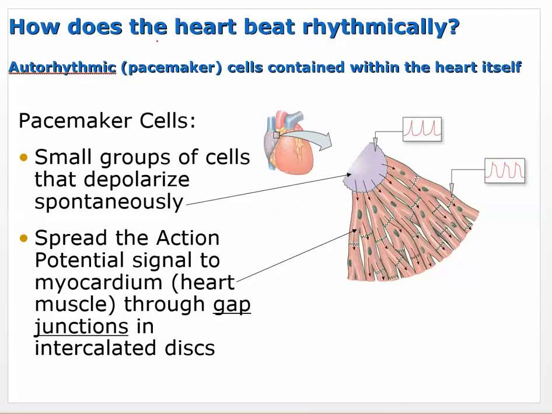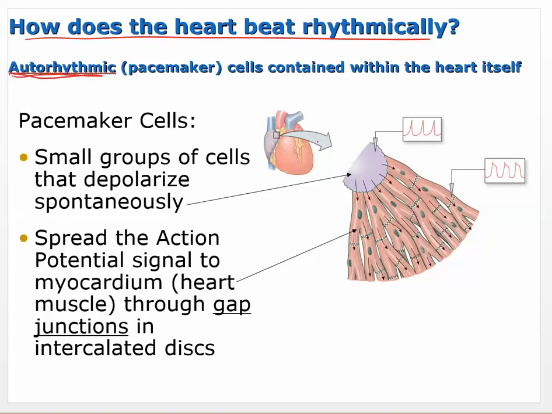Okay, so how does the heart beat rhythmically? We care about this because our brain isn't sitting there for every beat of the heart telling it, okay, beat again, and beat again, and beat again. It doesn't do that. The heart takes care of it all on its own. I mentioned the experiment where we removed the heart from a frog, and it kept beating in this Ringer's solution that had all of the ions where they were supposed to be, because the heart itself has what are called pacemaker cells, or autorhythmic. Autorhythmic means they set their own rhythm.